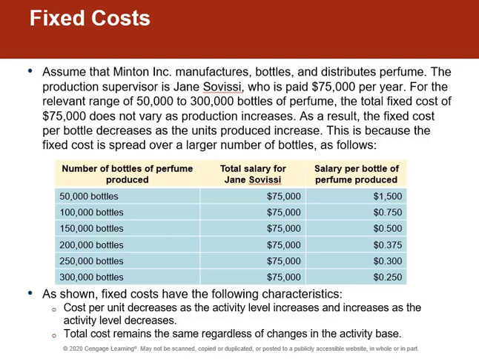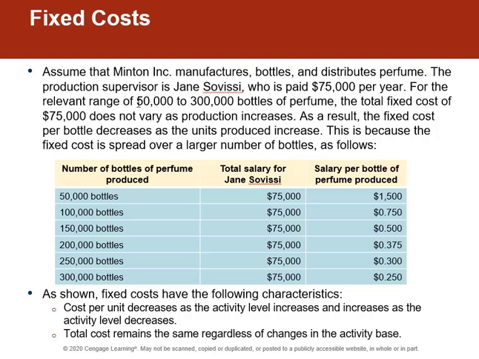And so they have a production supervisor, Jane, here, who's paid $75,000 a year. So for the relevant range of 50,000 to 300,000 bottles of perfume, the total fixed cost for the production supervisor is going to be $75,000. So it's going to remain flat in total, but the more units we produce, the lower that allocation becomes on a per unit basis.